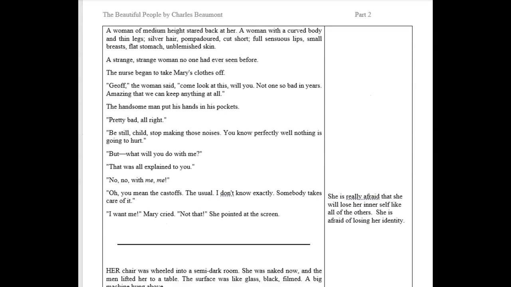A woman of medium height stared back at her, a woman with a curved body and thin legs, silver hair, pompadoured, cut short, full sensuous lips, small breasts, flat stomach, unblemished skin. A strange, strange woman no one had ever seen before. The nurse began to take Mary's clothes off. Jeff, the woman said, come look at this, will you? Not one so bad in years. Amazing that we can keep anything at all. The handsome man put his hands in his pockets. Pretty bad, all right. Be still, child. Stop making those noises. You know perfectly well nothing is going to hurt.